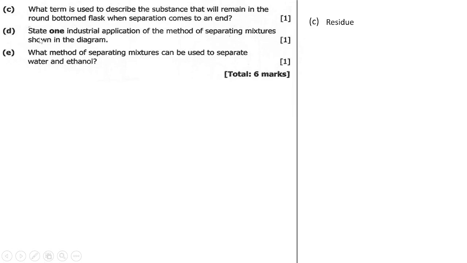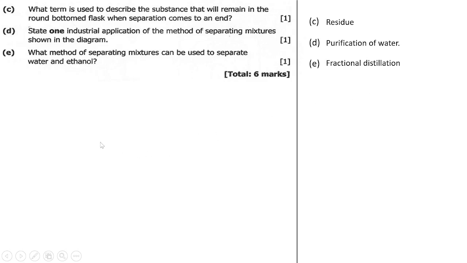Then D says state one industrial application of the method of separating mixtures shown in the diagram. Where do we apply this in purification? We can say purification of water. Then E, what method of separating mixtures can be used to separate water and ethanol? Since both are liquids but they have different boiling points, the method is fractional distillation.